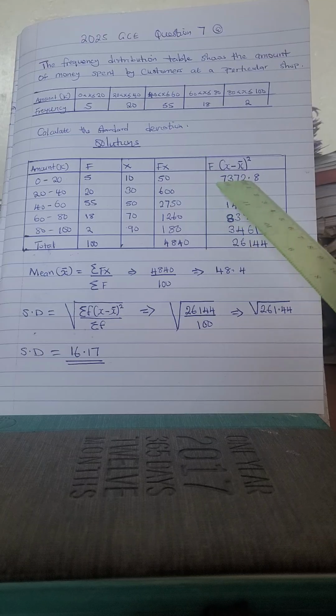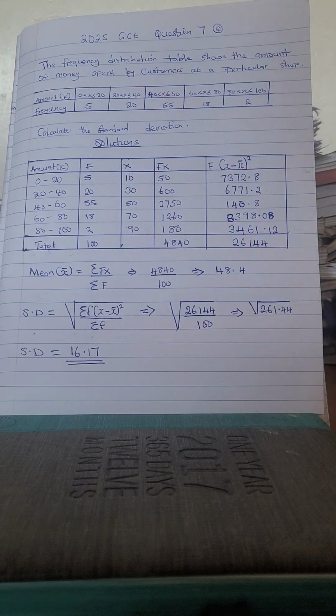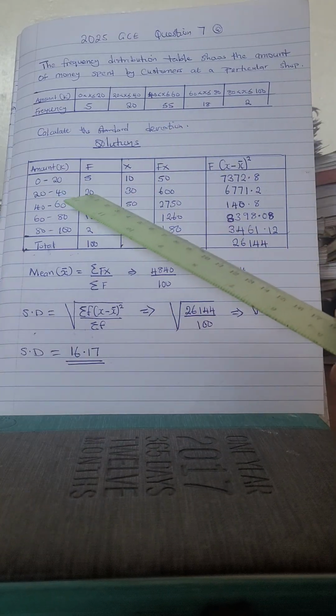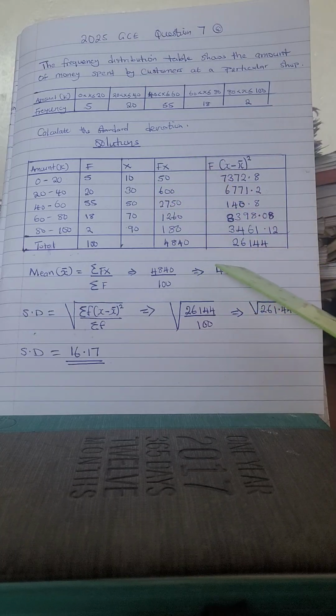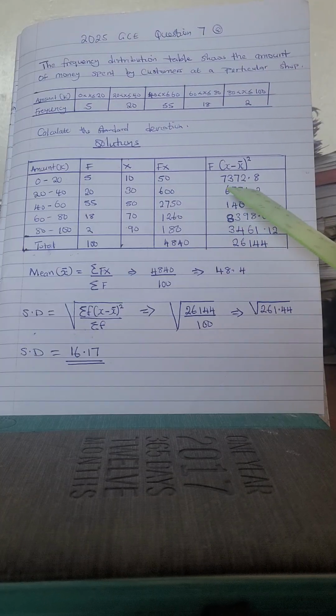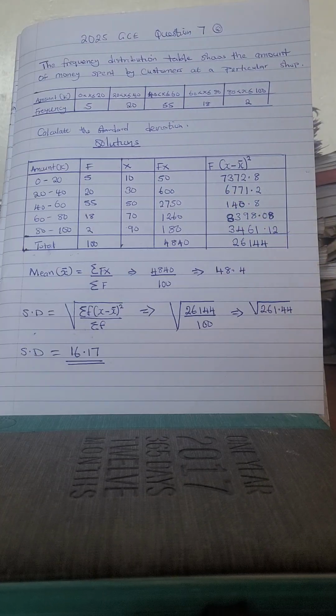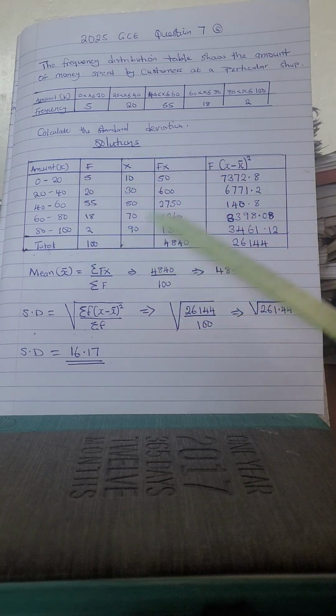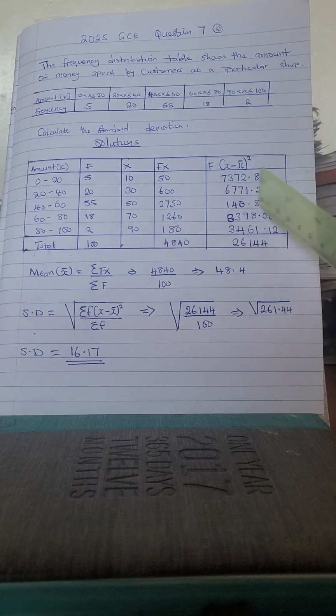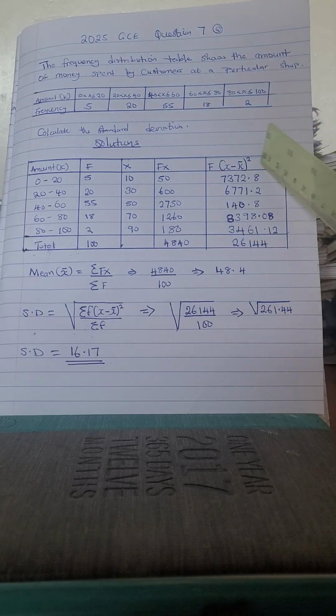to get 7,372.8. Also here you do the same. 20 open bracket 30 minus 48.4, close bracket, square. You are going to get 6771.2. So you do the same. Even here you say 2 open bracket 90 minus 48.4, close bracket, square. You are going to get 3461.12. So this is how we find these numbers here.